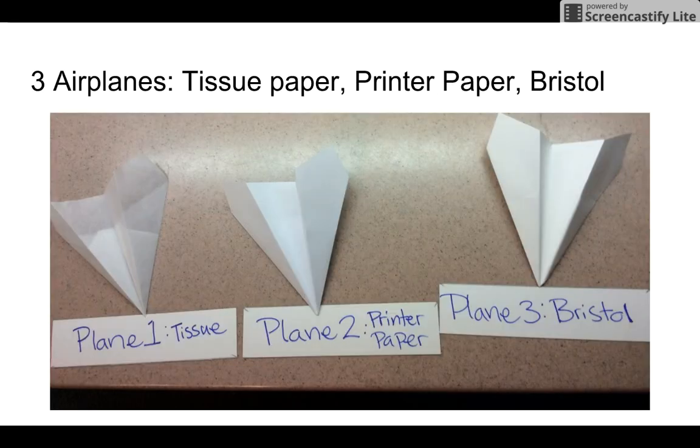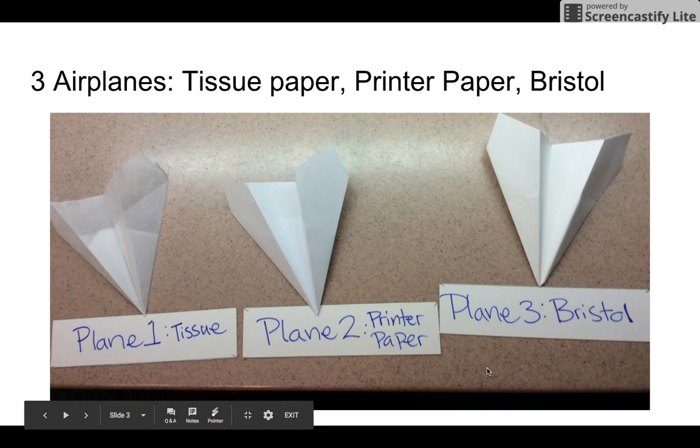Now, if you remember from my last videos, I had three different types of paper. I made the exact same paper airplane, folded it the same way, same size paper. The first paper is really light, it's a tissue paper. The second paper is just regular printer paper. And the third one is Bristol, which is kind of a heavy paper, a little bit thicker than construction paper. I think my claim is that this one's going to fly the farthest because this one is too heavy and this one is too light. And that's based on some of the research that I did on how things fly.